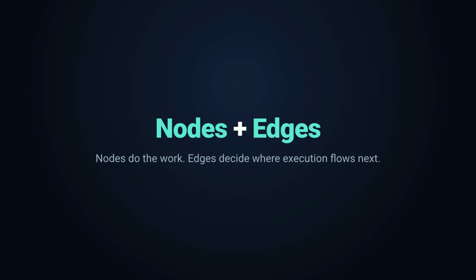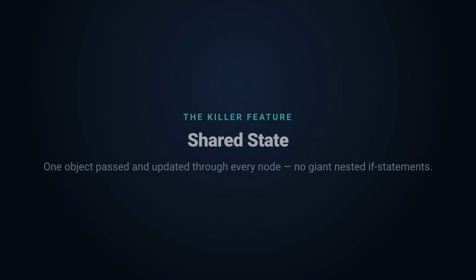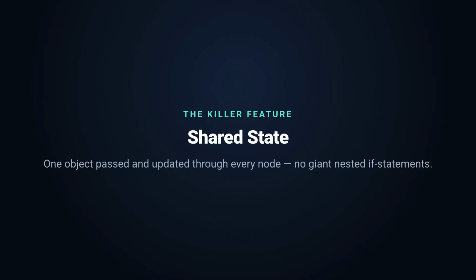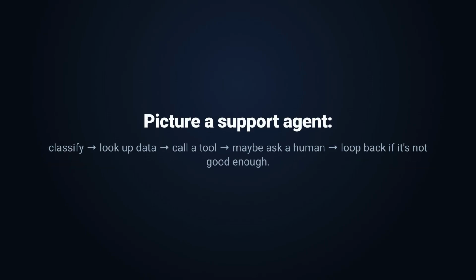The reason people reach for it is genuinely valid. Imagine a customer support agent that needs to classify a request, look up account data, maybe call a tool, decide if it needs human approval, and loop back if the answer isn't good enough. Modeling that as a linear chain is miserable. LangGraph lets you express cycles, actual loops where an agent can retry, reflect, and self-correct, which plain chains simply can't do cleanly. Add in built-in persistence, where you can checkpoint state to a database and resume a conversation hours later, and you've got something that feels purpose-built for production.